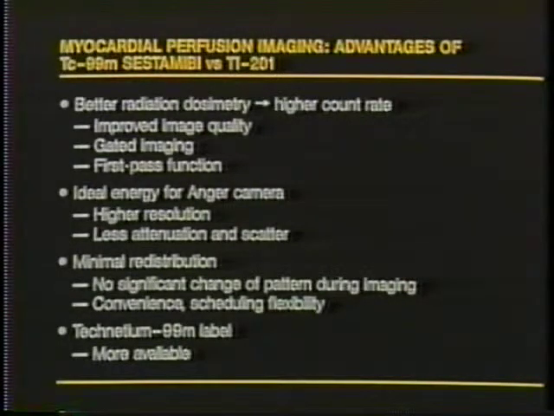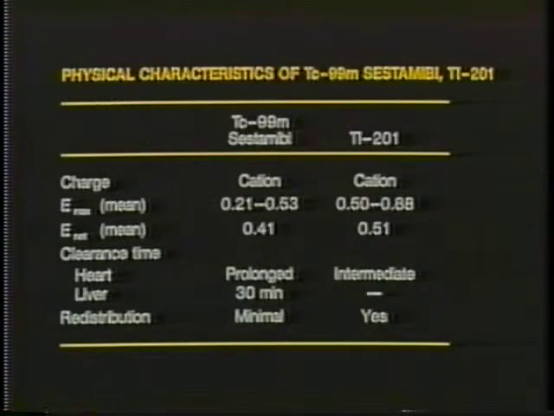As an example, the tracer can be administered during an intervention, and imaging can be postponed to a later, more convenient time without loss of information. Finally, the technetium label is readily available in kit form, unlike thallium, which must be obtained from a cyclotron. A comparison of physical characteristics of cardiolite and thallium reveals important differences between these perfusion imaging agents.